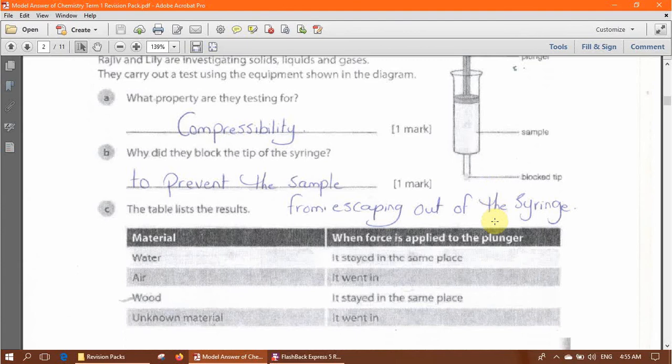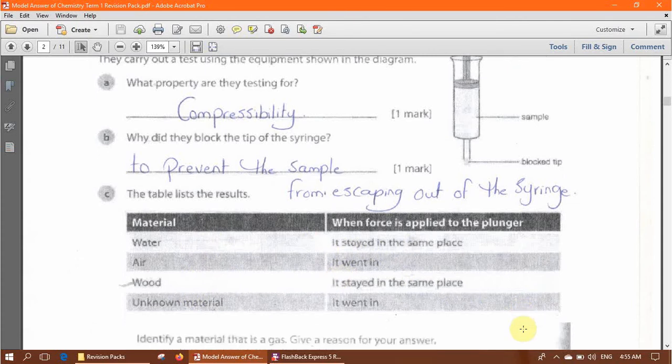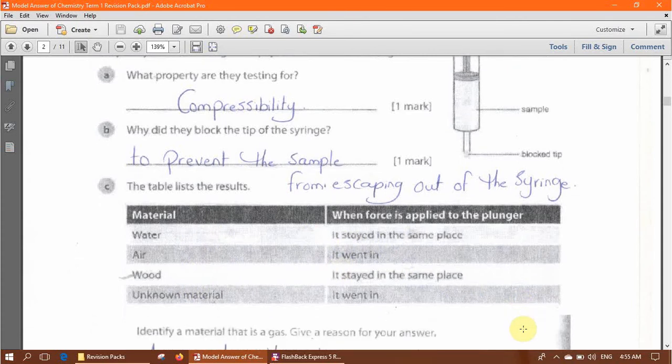Here is the table that they chose. When they did this experiment on water and wood, the plunger stayed in its place, but with the air and the unknown material, the plunger went in. So identify the material that is a gas. So it's water. I'm sorry, it's air and the unknown material. Why? Because the plunger went in. So this means that it's compressible, and only gases are compressible.